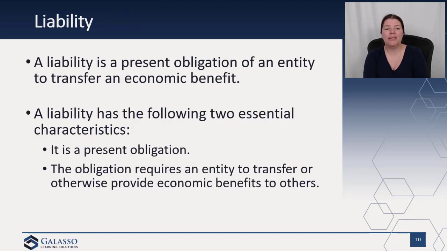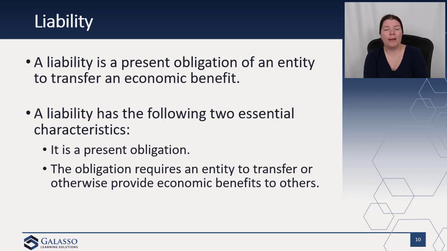All right, moving over to the definition of a liability. A liability is a present obligation of an entity to transfer an economic benefit. So again, it has two essential characteristics. It is a present obligation consistent with the asset definition. However, the obligation requires an entity to transfer or otherwise provide economic benefits to others. So again, eliminates a lot of those same terms we talked about from an asset, right? So assets and liabilities had some overlap there. You'll see those terms were removed here.